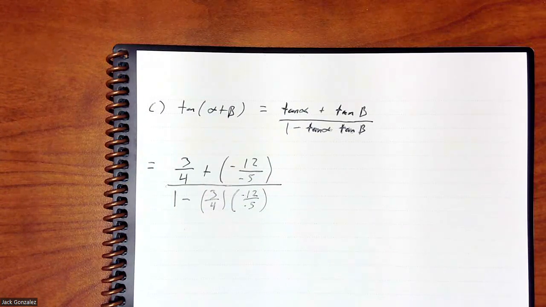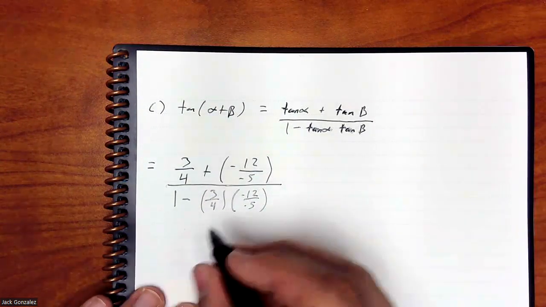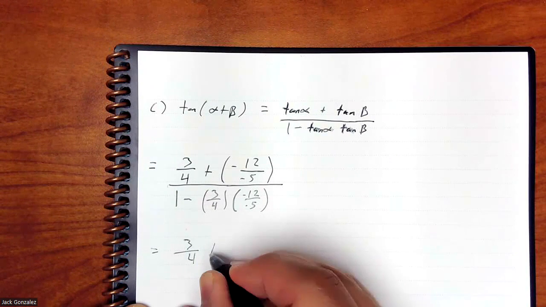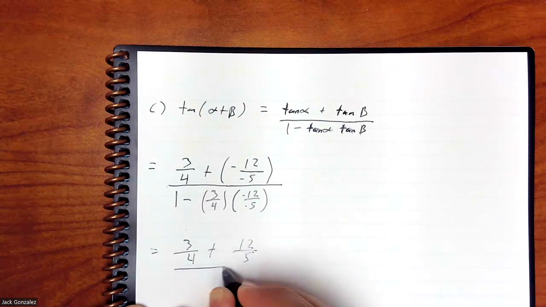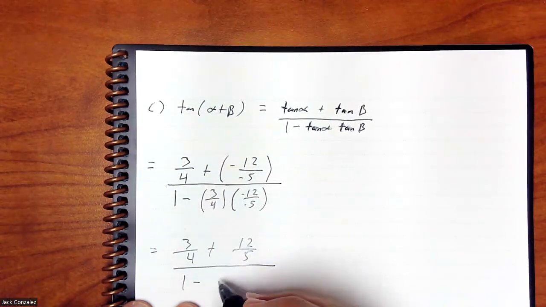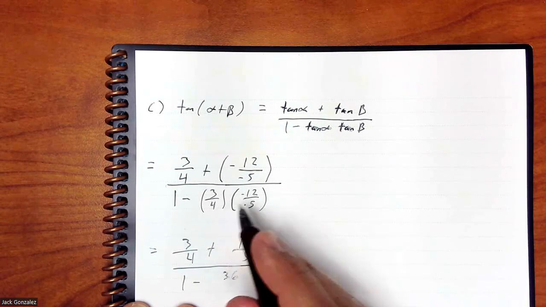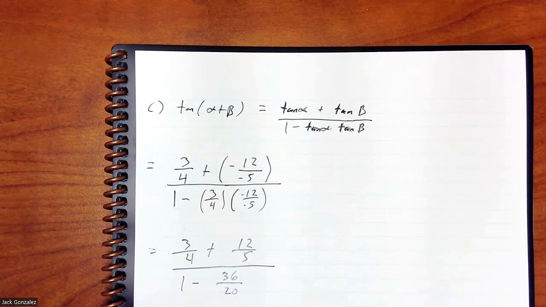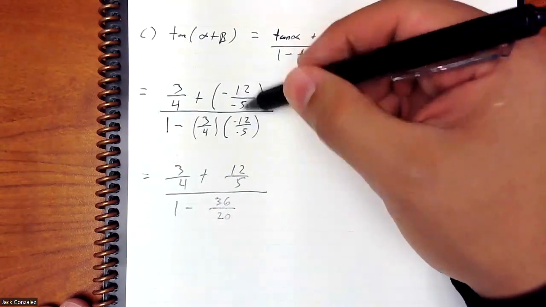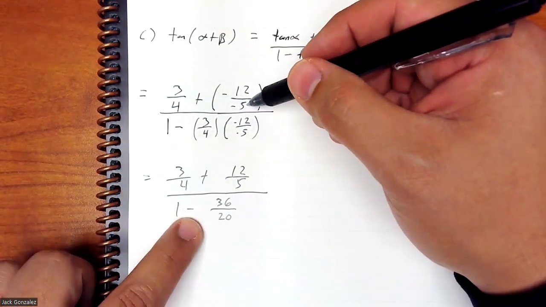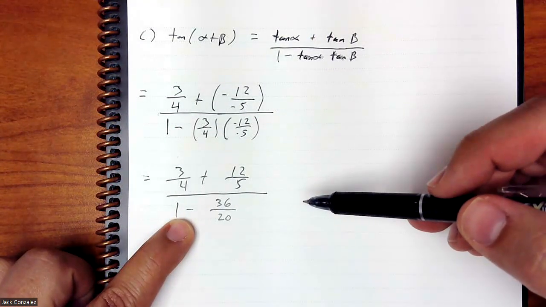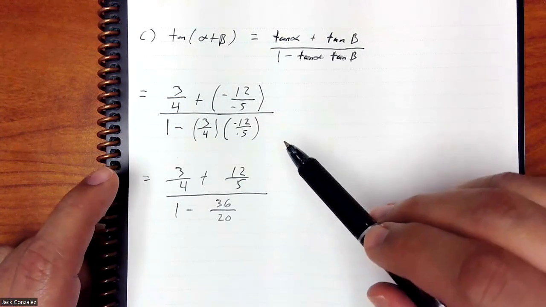So at that point, you're mostly done. Just got to deal with the fractions. This will be 3/4 plus 12/5 over 1 minus, multiply these out, 3 times 12, 4 times 5. These would become positive, right? But this has a built-in negative, so it stays. You guys still with me up to this point? So now just add the fractions, and you're done.